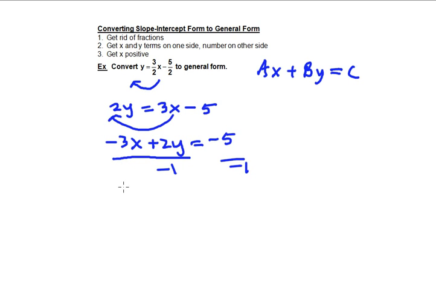So we end up with positive 3x, and then positive 2y divided by -1 becomes negative 2y. And that's equal to a negative 5. And now we have a general form equation which fits into the format which is shown above.